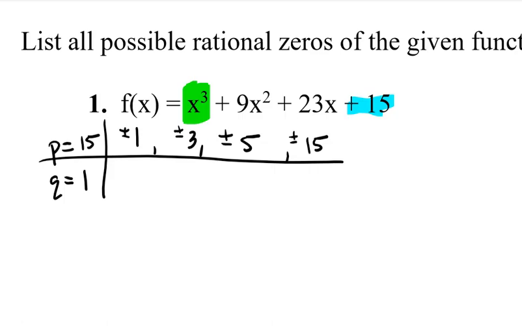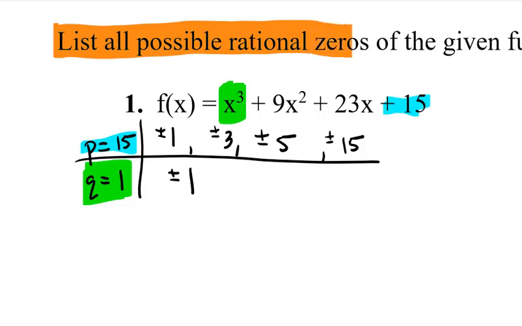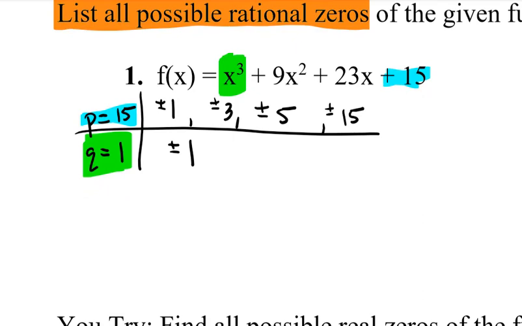Now to get 1, I'm looking at my Q value. My Q value is 1, and the only two possible factors of 1 are 1 times 1 or -1 times -1. That's why we're going to put plus or minus 1. Now what we do to figure out the possible zeros, because that's all this says, is ask what all the possible rational zeros are. So we're going to list those possibilities based on the ratio that we get from looking at P over Q.